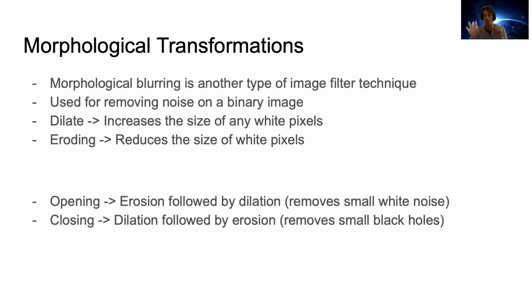Again, this is why we deal with binary, because you only have two choices. You don't have to think about all the different other values. You can do it in other types, but it's a bit more complicated. Eroding reduces the size of these pixels. It tries and erodes them away.